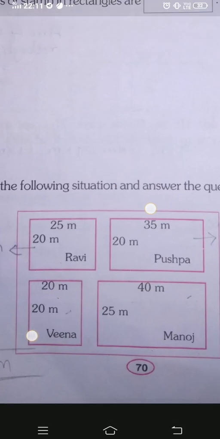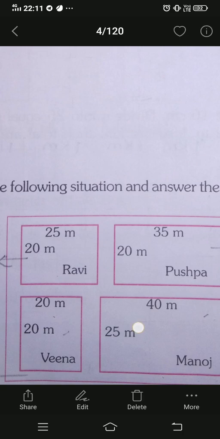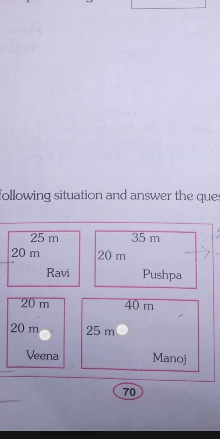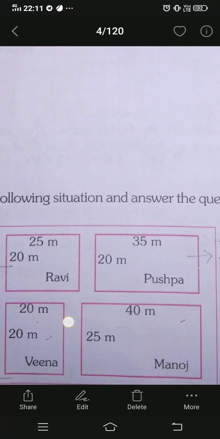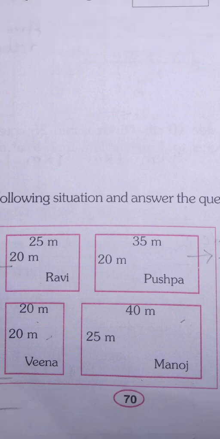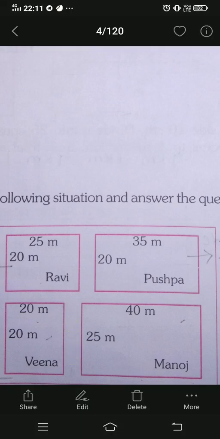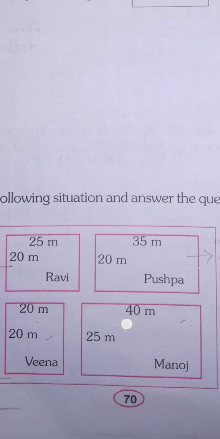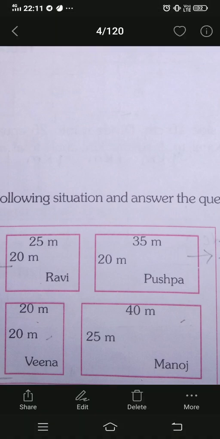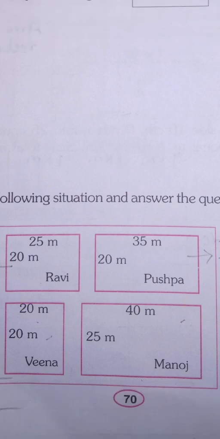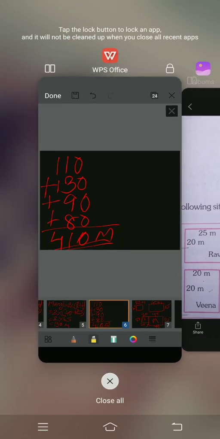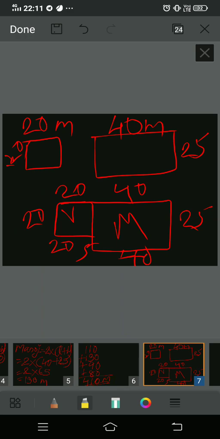Okay, I'll show you the question in your book first. What they are asking is, Veena and Manoj's plots are here. If this plot is merged, meaning the distance between them, this distance where I'm pointing right now, is taken off and the plots are taken together, merged into one, then what will be the perimeter of this plot? I have drawn the plot here.